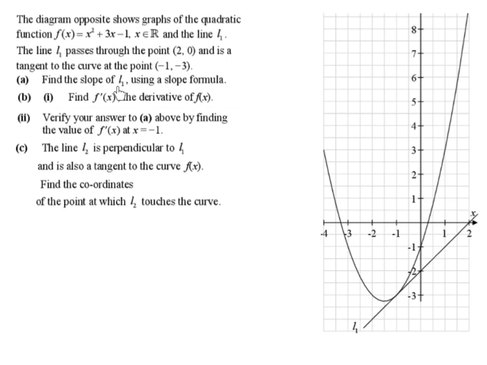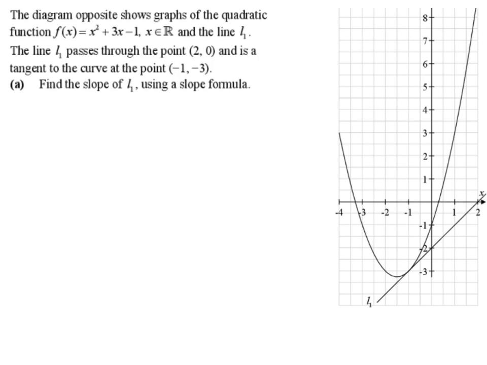Part A, find the slope of L1 using the slope formula. Part B, find f prime x, the derivative of f of x, and verify your answer to A above by finding the value of f prime x at x equals minus 1. And part C, the line L2 is perpendicular to L1 and is also a tangent to the curve f of x. Find the coordinates of the point at which L2 touches the curve.